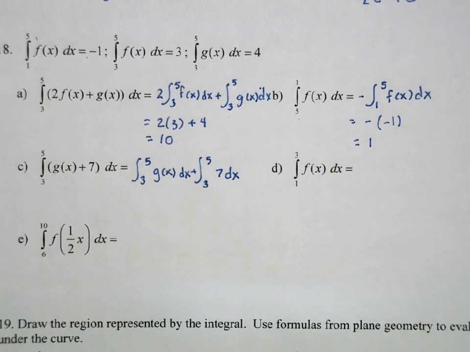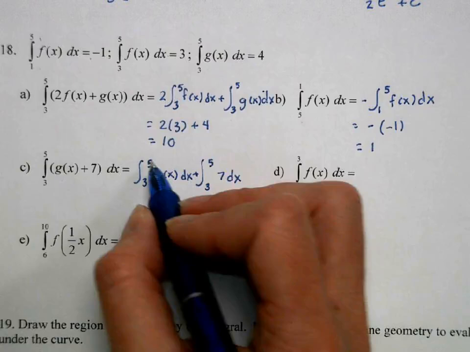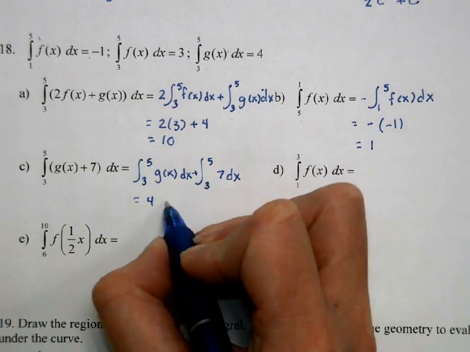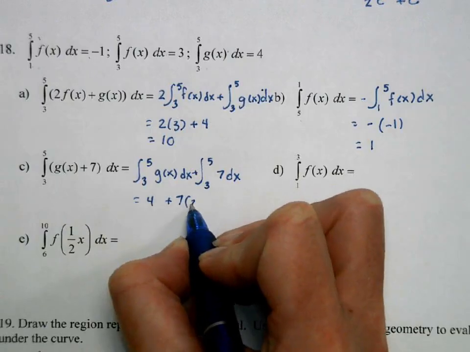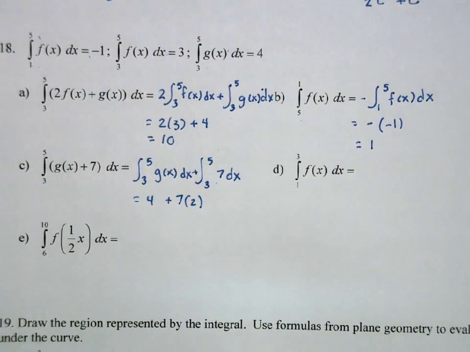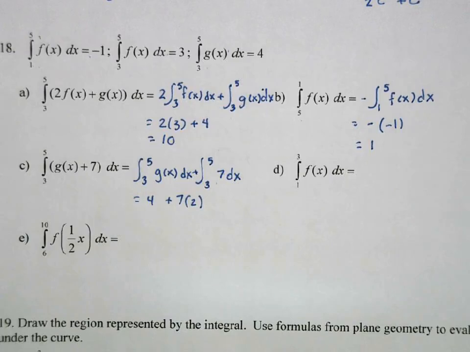So here, the integral from 3 to 5 of g of x is 4. This is going to be 7 times 2 because we're going from 3 to 5. If I was going from like 3 to 10, I'd multiply it by 7. But it's however far apart these are times this. Or do the antiderivative, which is 7x, and then subtract and do your whole definite integral thing. This ends up being 18.